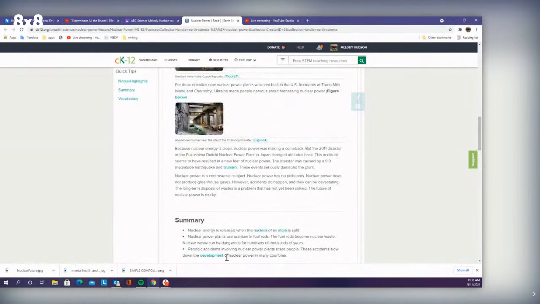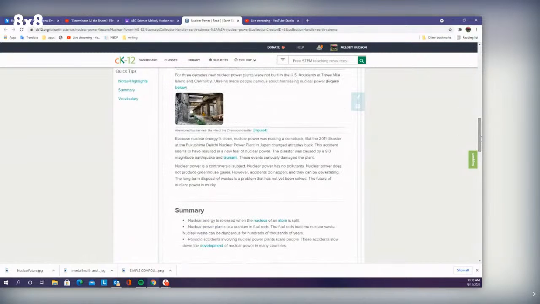So in summary, nuclear power is released when the nucleus of an atom is split. Nuclear power plants use uranium in fuel rods. The fuel rods become nuclear waste, and nuclear waste can be dangerous for hundreds of thousands of years. Think of what can be affected. And periodic accidents involving nuclear power plants scare people, and that has slowed down the development of nuclear power in many countries.